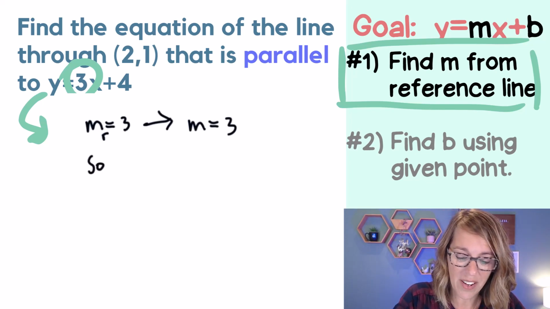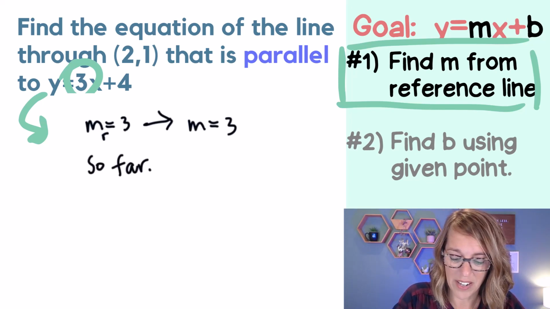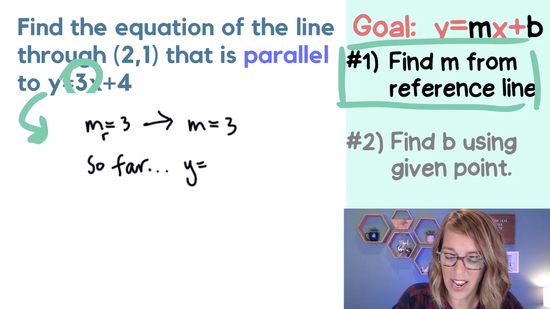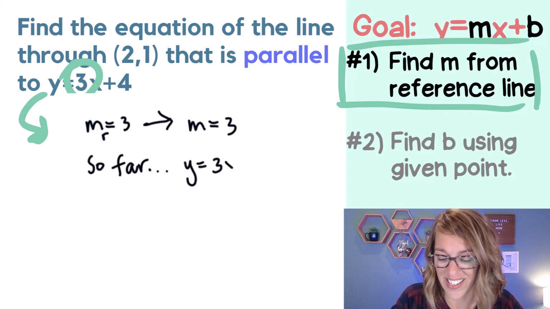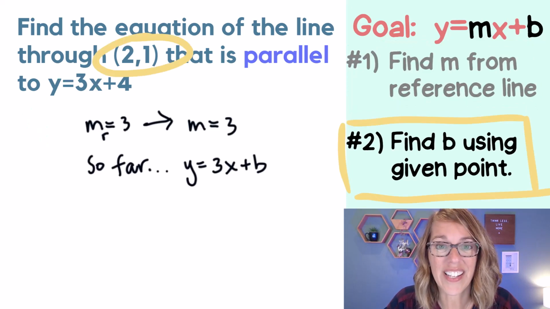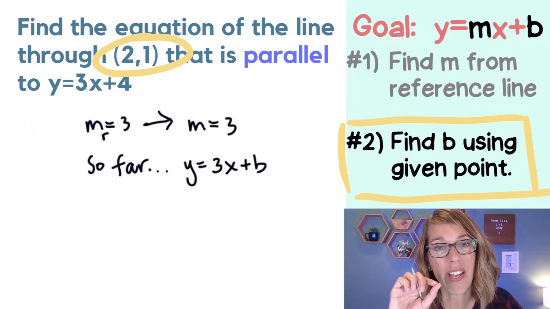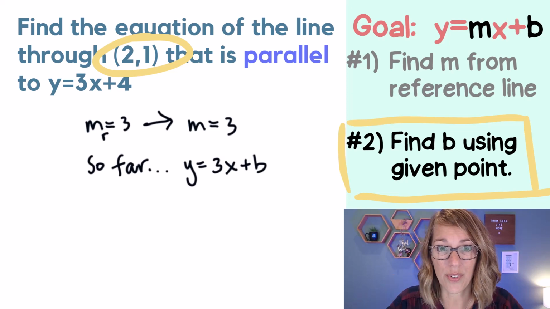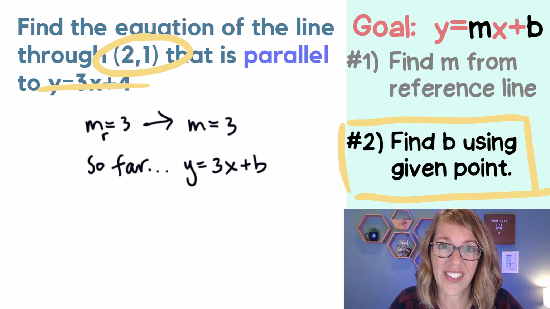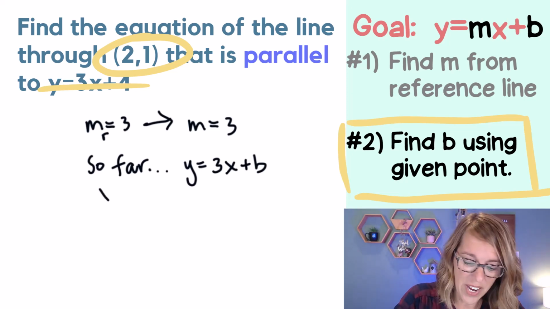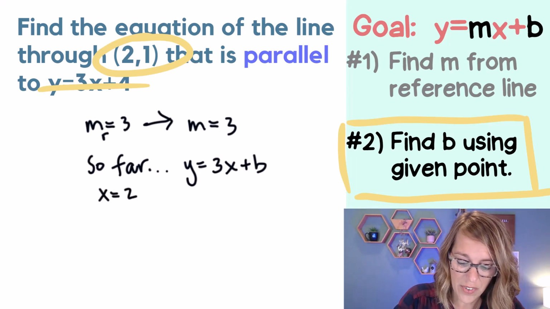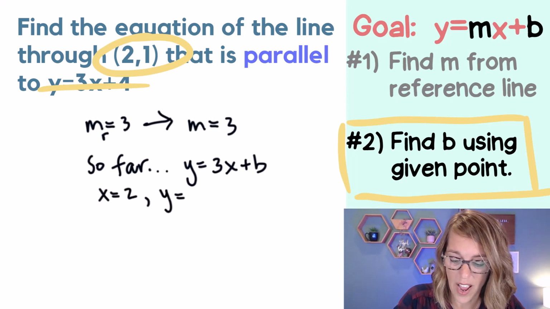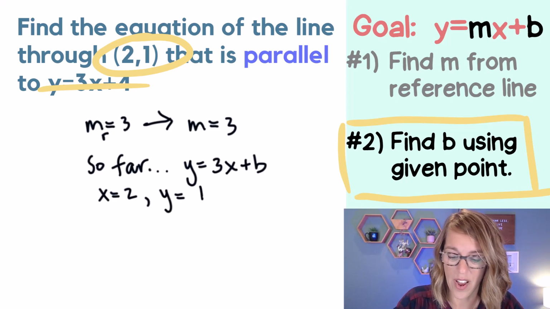So as I'm working on my equation, y equals mx plus b, I've got y is equal to, I know what m is, 3x plus b. Next, we're going to find b, and we're going to do that by using the point that our line goes through. We're also done with that reference line, so let's go ahead and just cross that guy off. From my point, I'm going to plug in x for 2, and for y, I'm going to replace that with a 1.